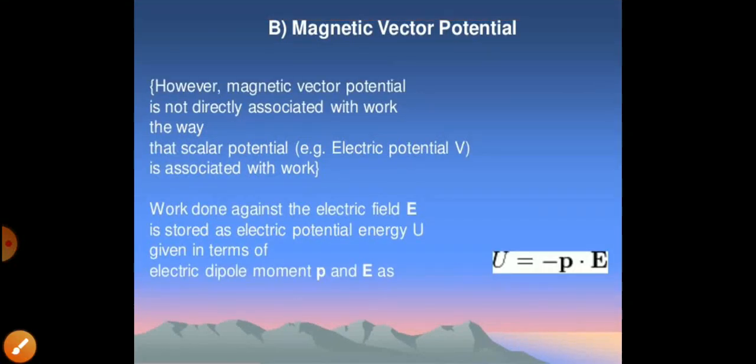However, the magnetic vector potential is not directly associated with work the way that the scalar electrical potential V is associated with work. Work done against the electrical field E is stored as electrical potential energy U, given in terms of the electrical dipole moment P and E. So U equal to minus P dot E.